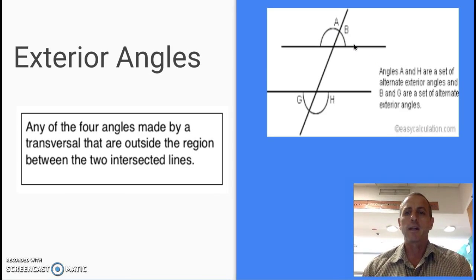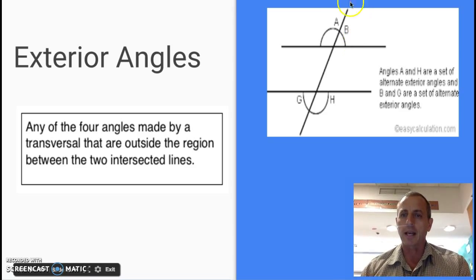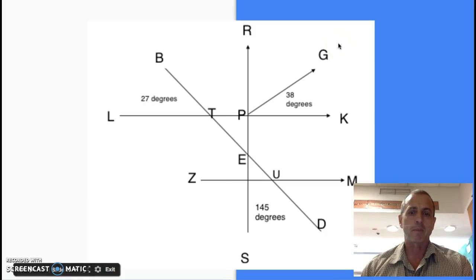Interior angles. Then we have exterior angles, and again the transverse line coming through two parallel lines creates outside angles as well, exterior. So here angle A is the same as angle H, and G will be the same as B.